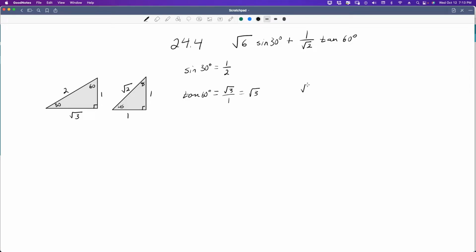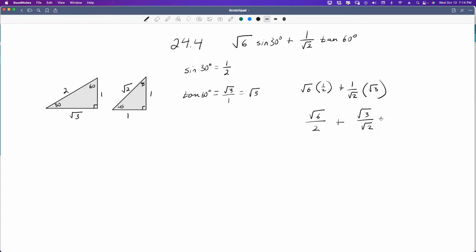All right, so the square root of 6 times the sine of 30, which is 1/2, plus 1 over the square root of 2 times the square root of 3. All right, so let's look at that. That's going to be square root of 6 over 2 plus square root of 3 over the square root of 2, which we can't have. We've got to get rid of that.